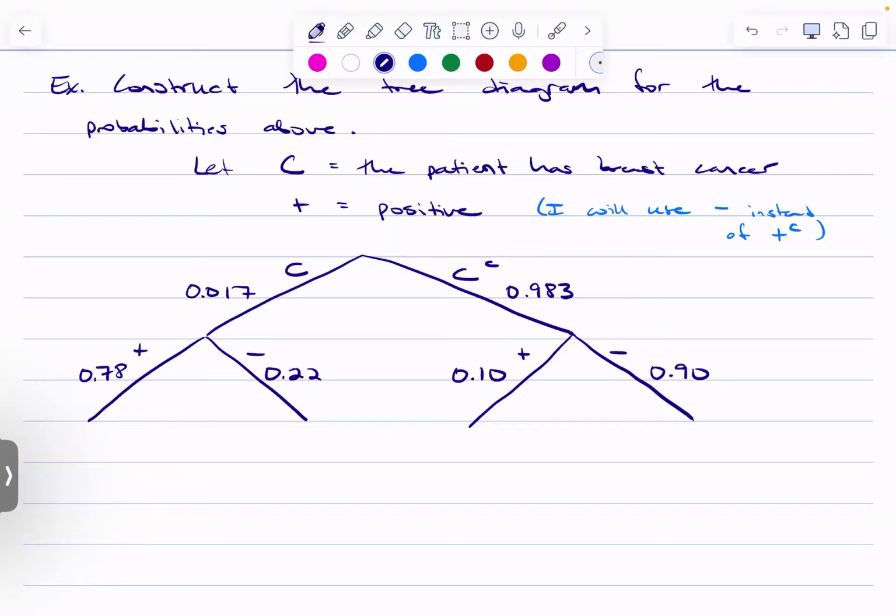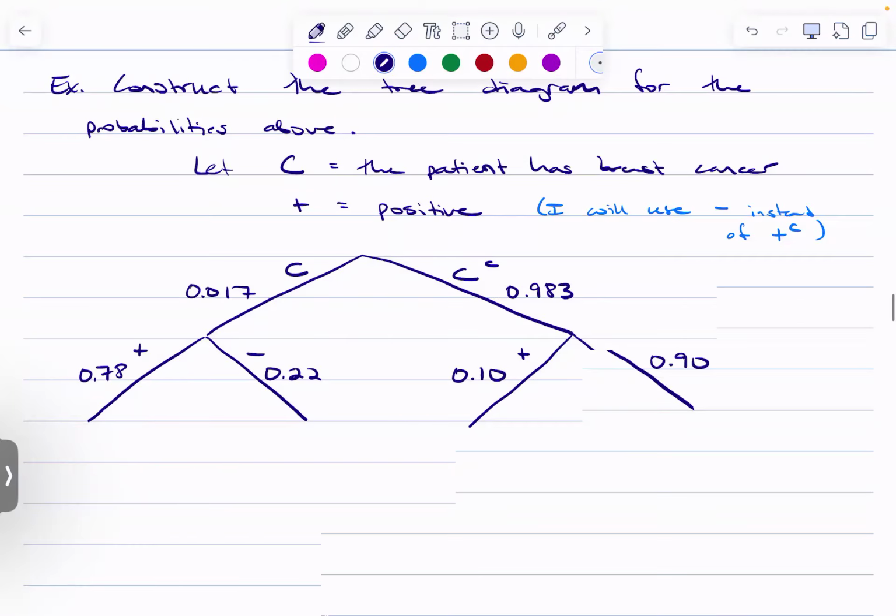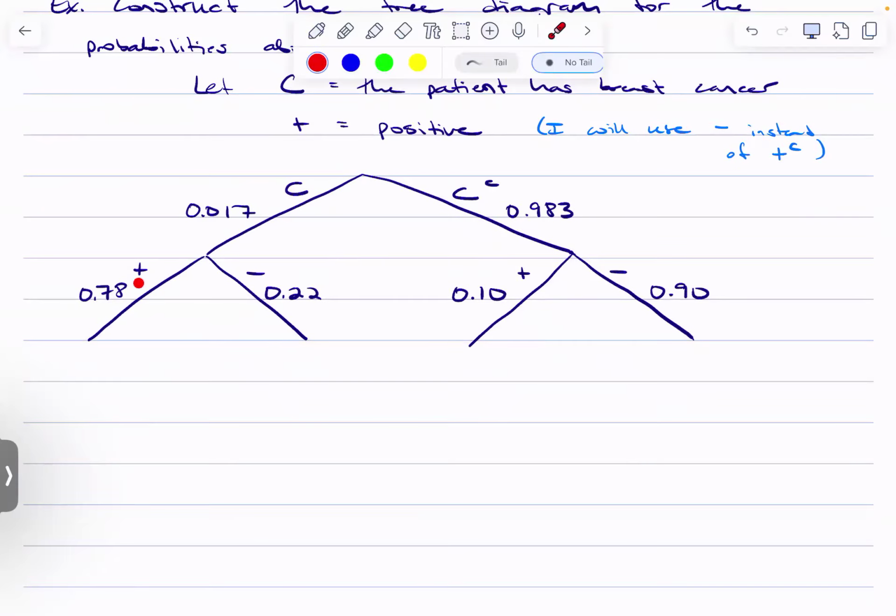Now, what I like to see is all the combinations just written at the bottom here. You don't have to use the probability notation. It's kind of understood, and then calculate each of those probabilities. So here I have cancer and positive, cancer and a negative test, not cancer and a positive, not cancer and a negative. And if you multiply down each of the branches, here we go, 0.017 times 0.78.